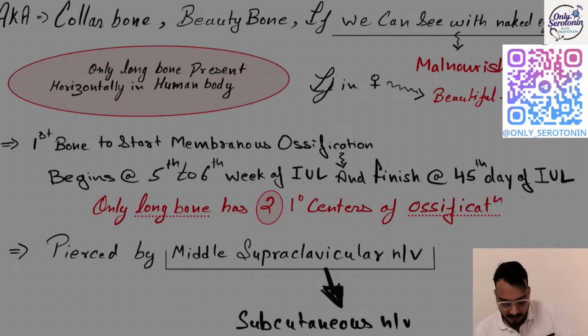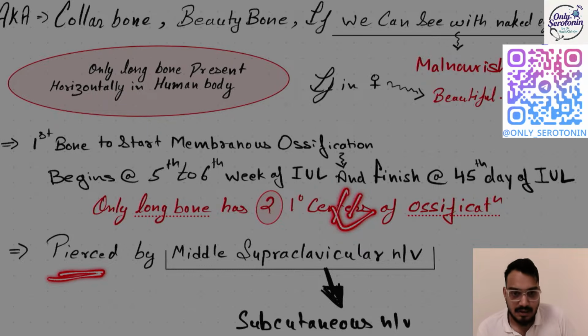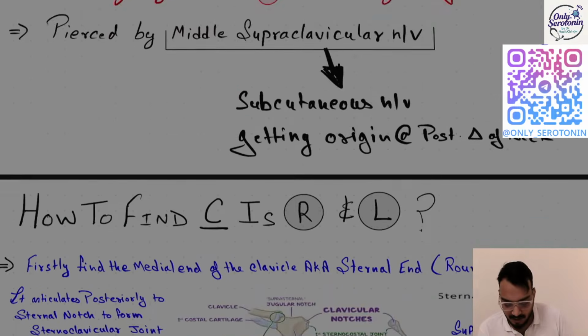It is the bone in which you are having the piercing, and this piercing is done by what, guys? This piercing is done by middle supraclavicular nerve.